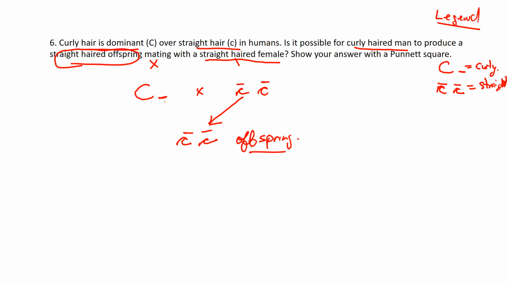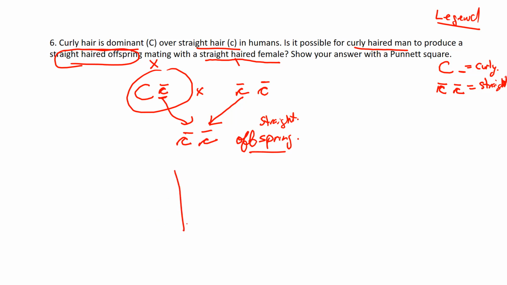What must this male have for there ever to be an offspring? Well, he must also be heterozygous. He's still curly haired because he has a capital C, but he must be carrying the recessive allele for straight hair for there ever to be a straight haired offspring. Okay, so he has to be heterozygous.